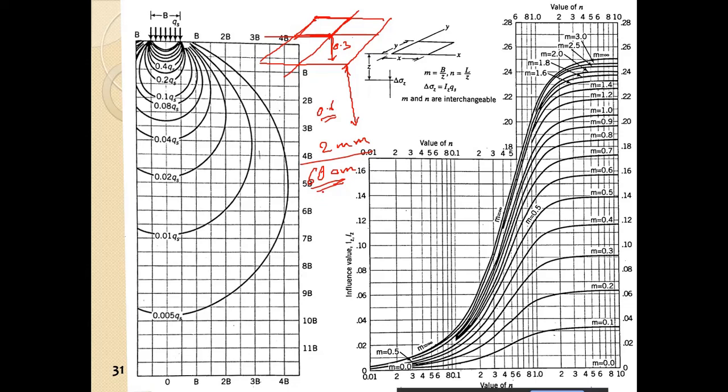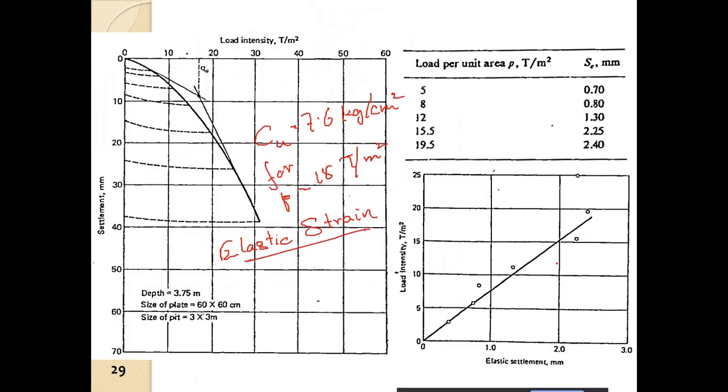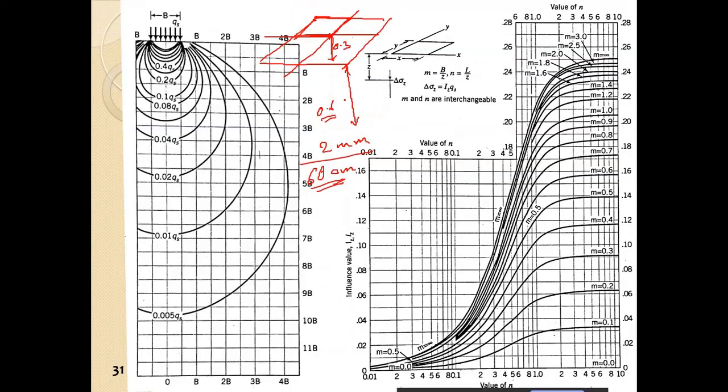Okay, so that will be the strain here at the center point, because there is a settlement of 2 mm. So there is an elastic settlement of 2 mm. So elastic strain at that point is this length divided by, so that is an approximate elastic settlement corresponding to the length and width of the foundation.